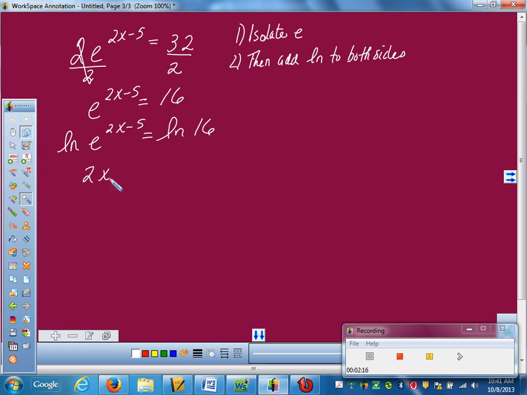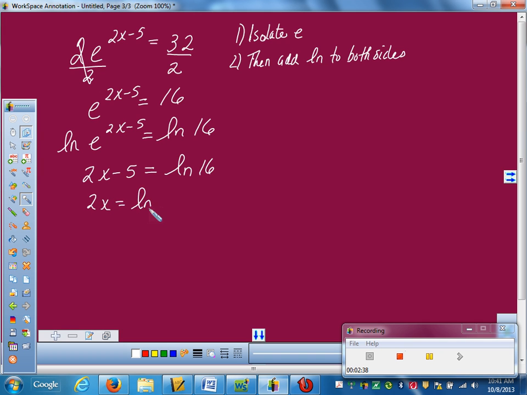So now when you have natural log and e, they cancel. So you lost the natural log and e. On this side, though, you did not lose the 16. So now, last but not least, how do you get x by itself? You'd have to add 5.